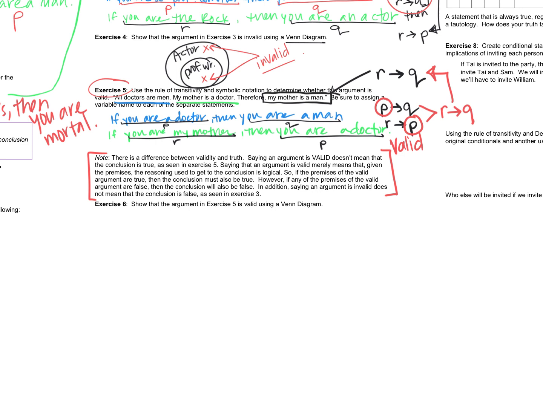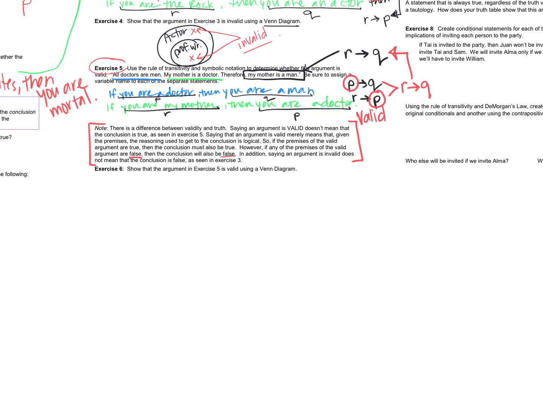Just because an argument is valid merely means that given those particular premises, the reasoning used to get the conclusion is logical. So if the premises of the valid argument are true, then the conclusion must also be true. However, if any of the premises of the valid argument are false, then the conclusion can also be false. Okay, so you can see that going on.